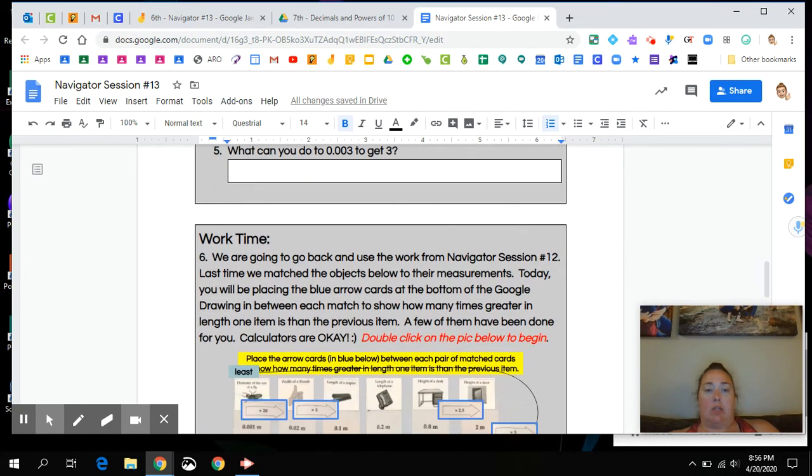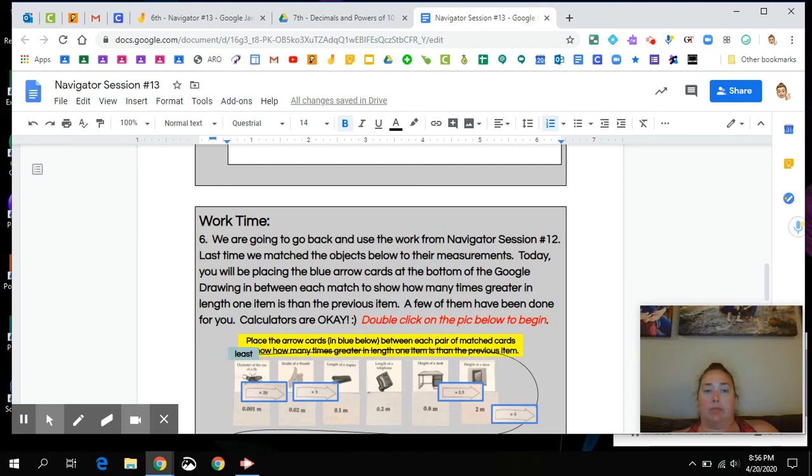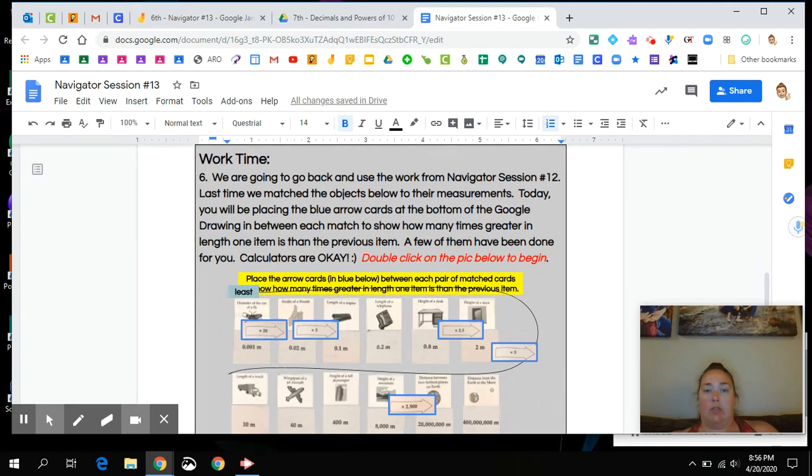And then you're going to come down here to the work time problems. And these work time problems are actually associated to the work that we did last time on Navigator session 12 when you were going through and organizing all of these objects from least to greatest and then matching them to a reasonable estimate for the decimal number that would go with it.